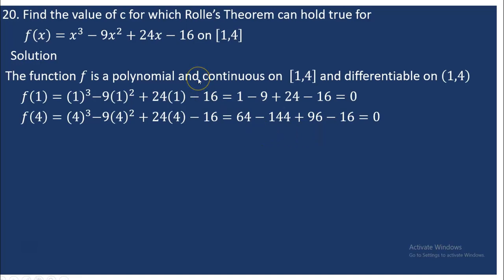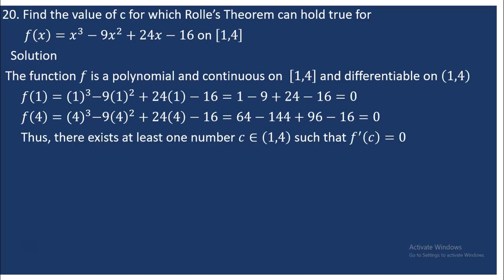Now, it's differentiable in the open interval and continuous on the closed interval, and f at the extreme points is 0, so we can apply Rolle's theorem, saying that there should exist at least one number c within the interval 1 to 4 such that the derivative is 0. So now let's calculate this number. Basically, this number is a critical number, students, because it is a decisive number in determining local extreme values.